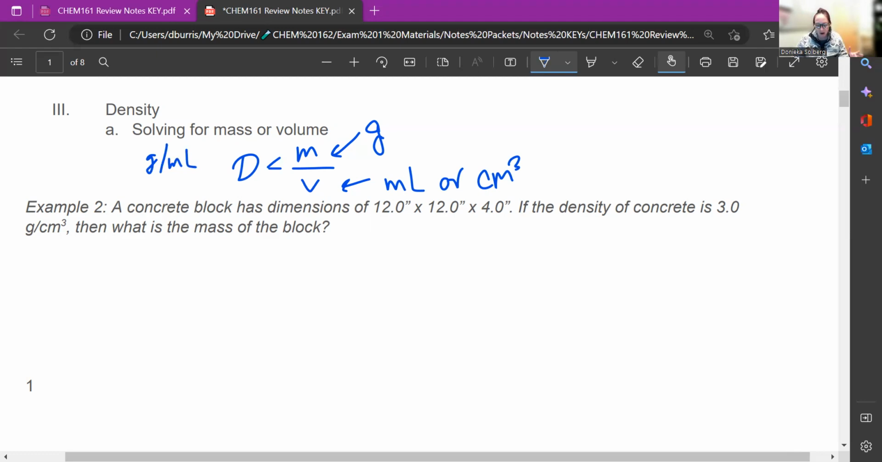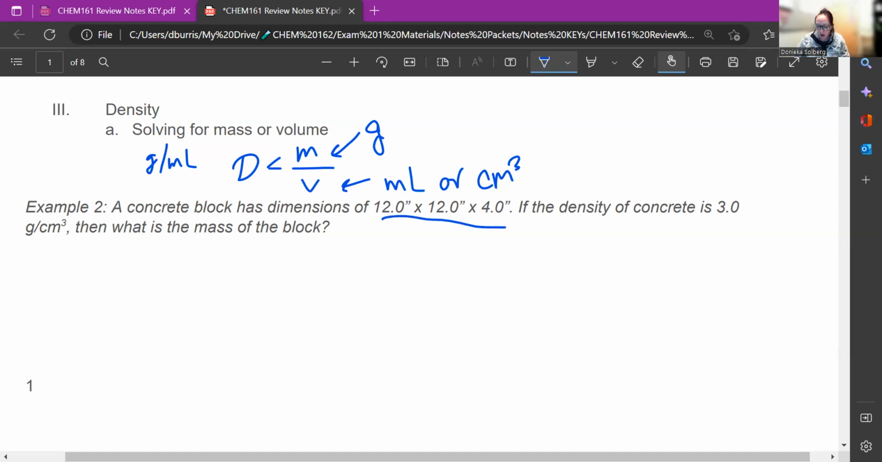So if I do this practice problem: a concrete block has dimensions of 12 inches by 12 inches by 4 inches. If the density of concrete is 3 grams per cubic centimeter, then what is the mass of a block? So anytime I do a problem like this, I'm going to pull out the numbers that I get from the problem, right? I'm going to break it down, and then I'm going to figure out how to get from point A to point B, which should be my answer. So I'm going to pull the numbers out first.